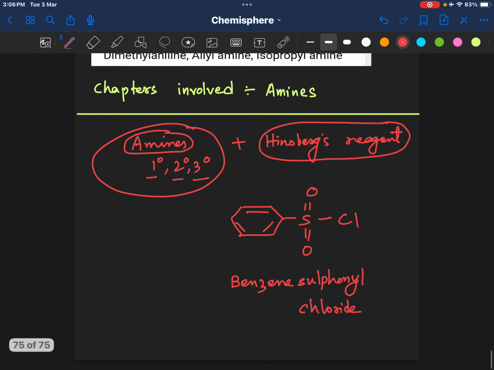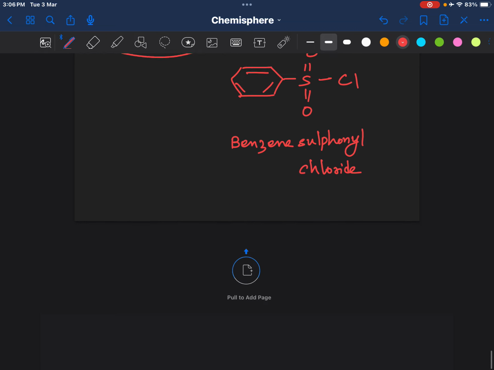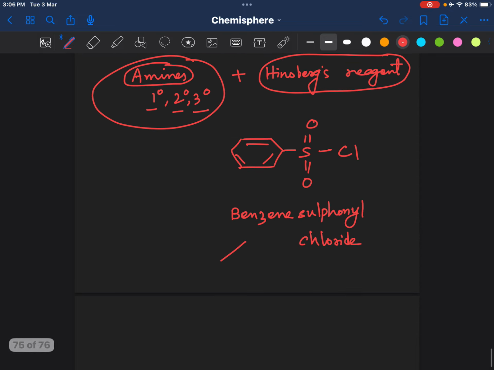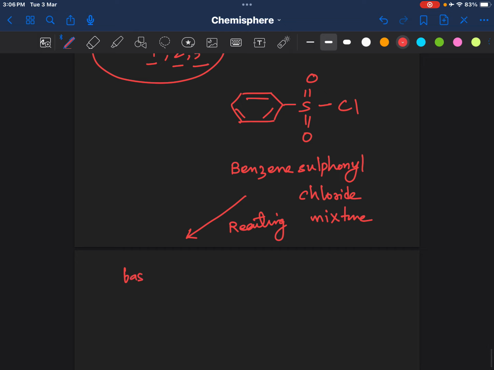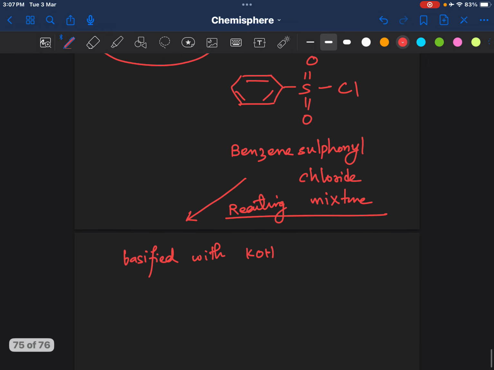Whenever amines react with Hinsberg's reagent, they form a reaction mixture. That reaction mixture is basified, or you can say it is reacted with a base or an alkali, as given in this question. So when the reaction mixture is reacted with KOH, which is an alkali, all three kinds of amines will behave differently. We will see how.